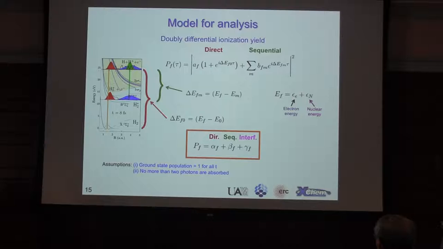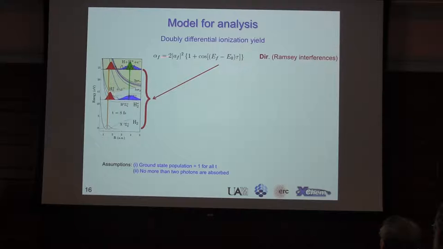Okay, so when we square this expression, then we will end up with three terms. One is the square of the direct term, the other one is the square of the sequential term, and the interference term. And I have to say that this equation is only valid if the ground state population remains equal to 1 for all times, which is reasonable for these intensities and these wavelengths we are using here, because we are in the perturbative regime, and that no more than two photons are absorbed, which is again a reasonable approximation in the perturbative regime. Okay, so when we square, this is the form of the different terms that appear.